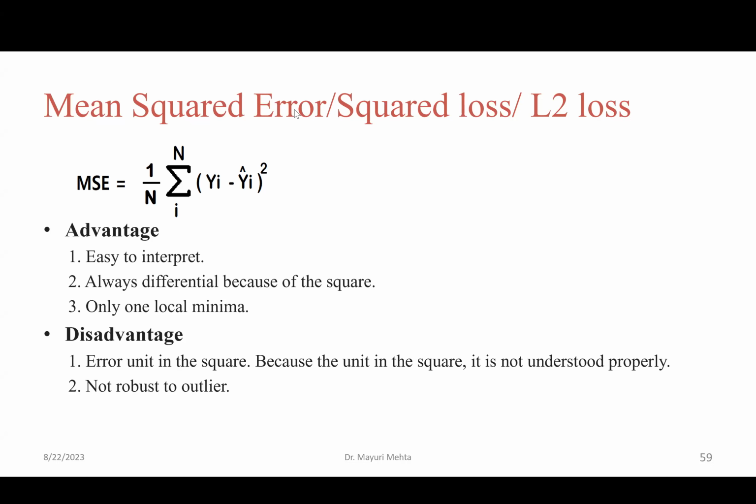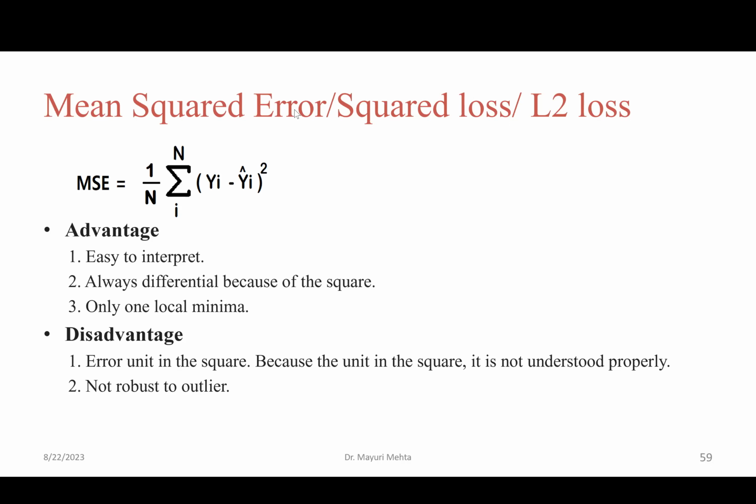And here you can notice the advantages and disadvantages of it. It's very easy to understand what the advantages and disadvantages of this mean squared error are. Advantages are that it is easy to interpret, of course, because we are just finding the difference, squaring it and finding the average. It is always differentiable because of the square, and it has only one local minimum. So no confusion.